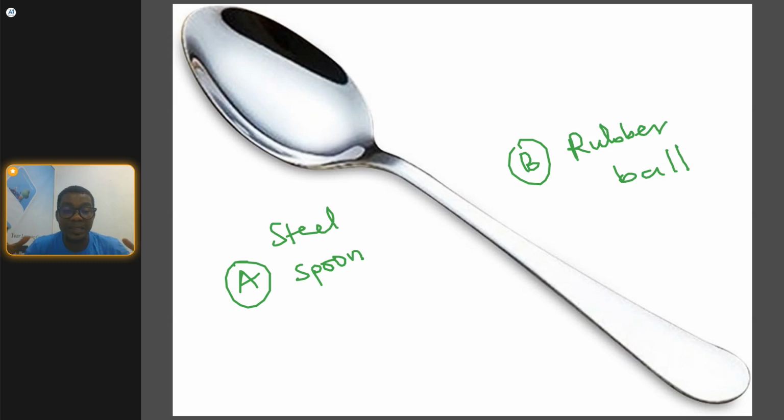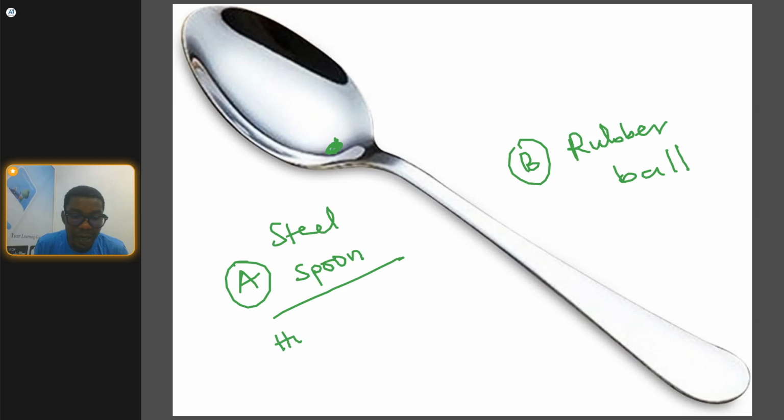Now, if it requires a lot of force to compress an object, like the spoon, if you want to bend this spoon, it's a steel spoon. You will be applying a lot of force before you can bend it. And the spoon is elastic, of course. So because it requires a high force to bend it or to stretch it, then we say it is more elastic.